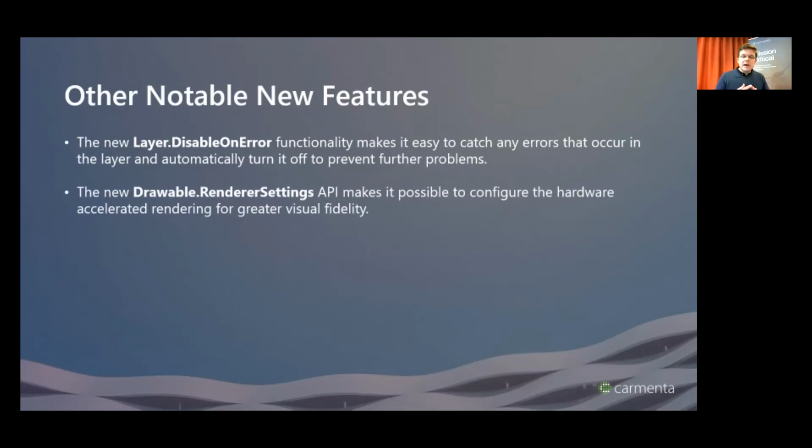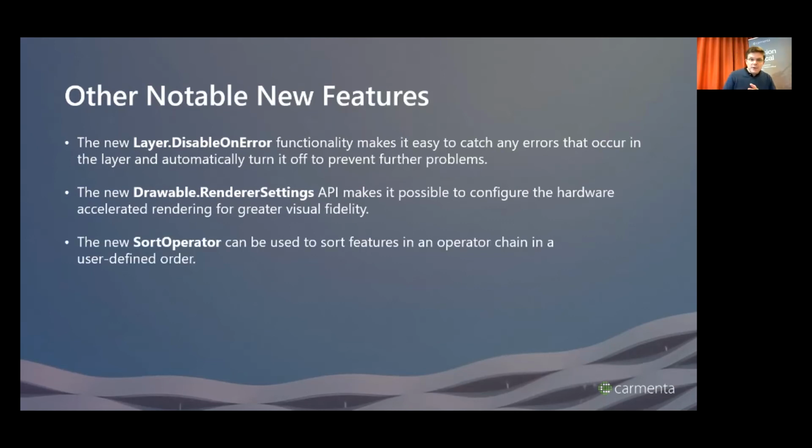There's a new little API on the drawable, the renderer settings, which makes it possible to configure the hardware accelerated rendering for greater fidelity. You can, for example, configure how many pixels will be used for multi-sample anti-aliasing. And there's an operator which sorts features, called, appropriately enough, the sort operator. Can come in handy sometimes when the drawing order is more important.